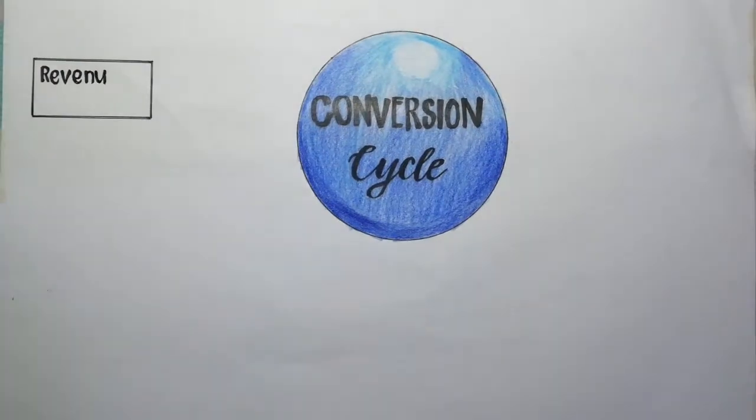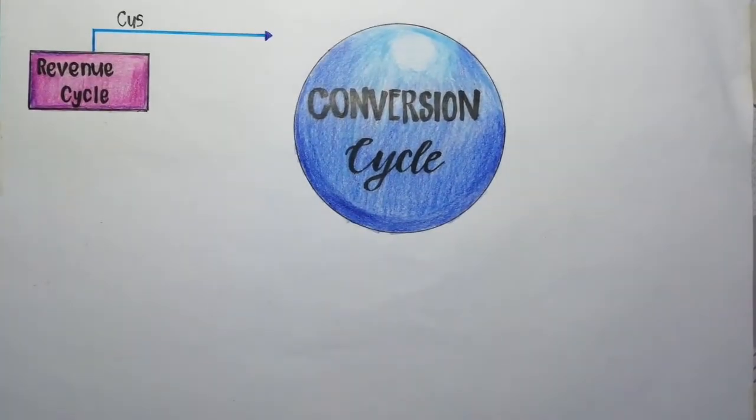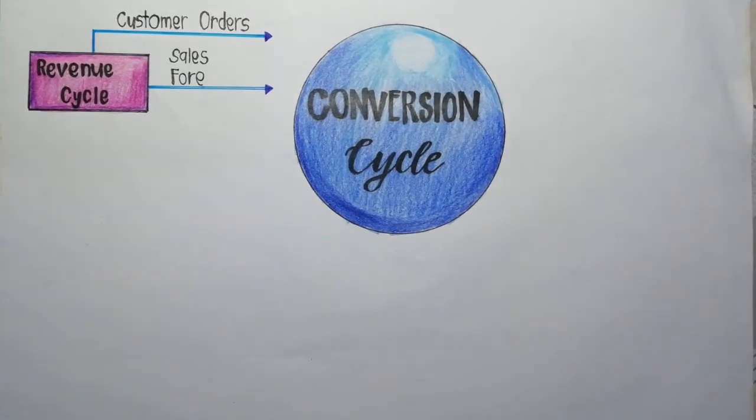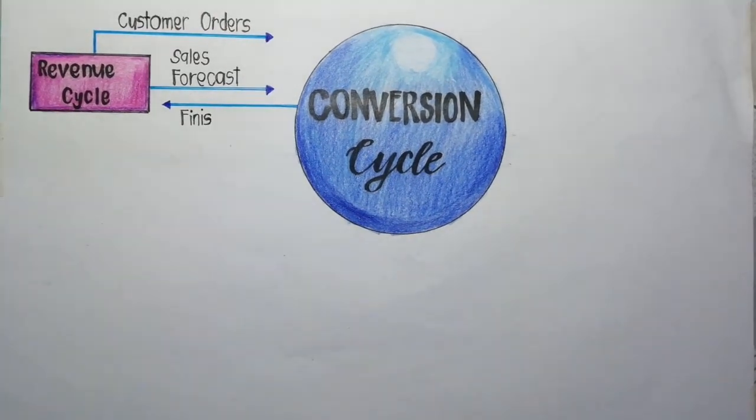The revenue cycle information system provides the sales forecast and customer orders that are used in the plant production and inventory levels. In return, the conversion cycle information system sends the revenue cycle information about the finished goods that have been produced and available for sale.